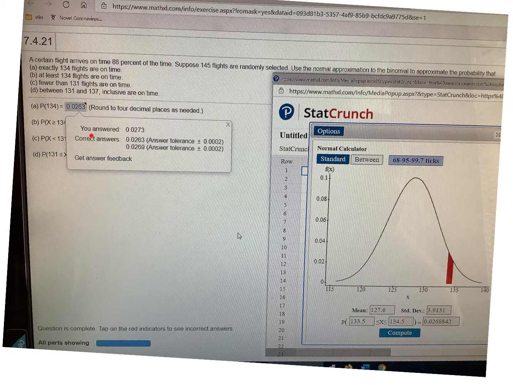So I saw your question in the email. I was going to show you how to do part A, and you just need to similarly do the other parts.